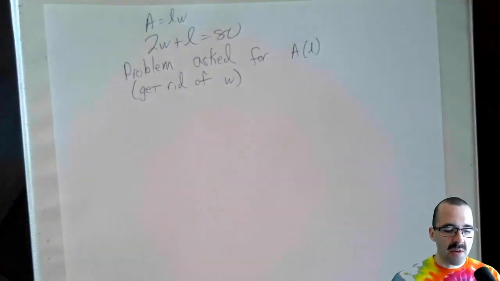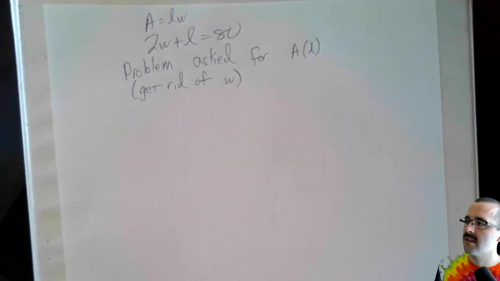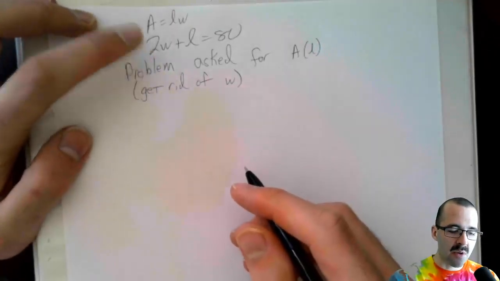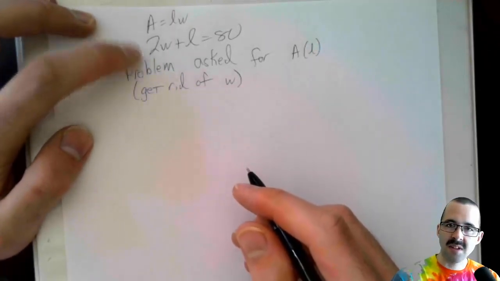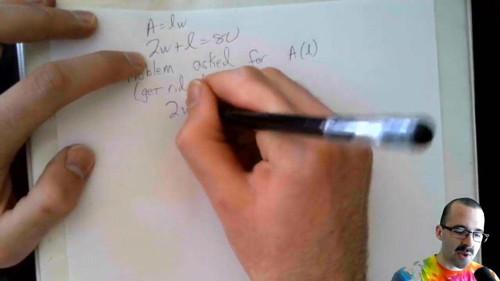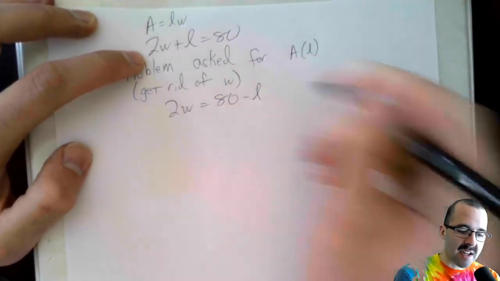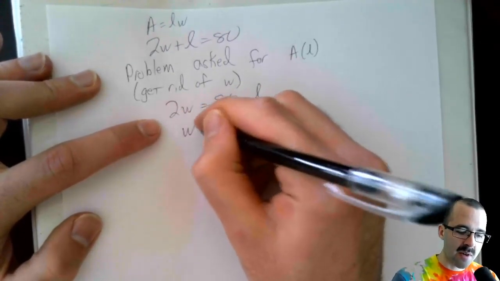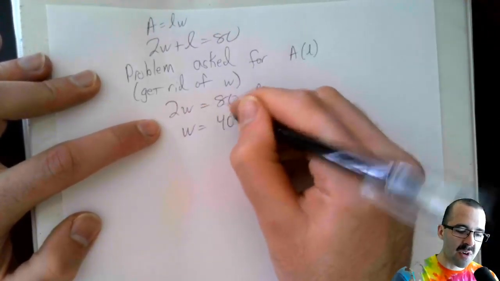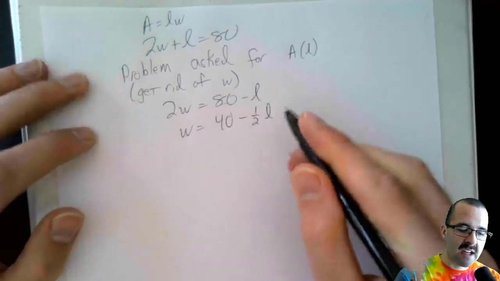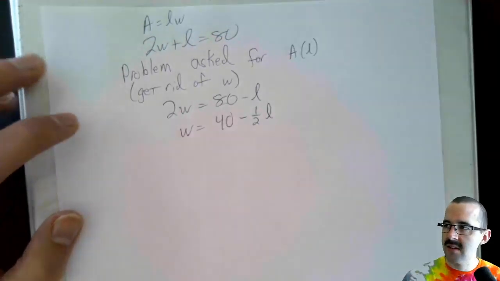If we get rid of the W, we'll have solved the problem. So to get rid of the W, we need to solve for it so that we can substitute it out. So we subtract an L from both sides. We get 2W equals 80 minus L. Then we divide both sides by 2. W is going to be, this divided by 2 is 40, minus, I'm going to write it as 1/2 L. But you could also write it as L divided by 2.